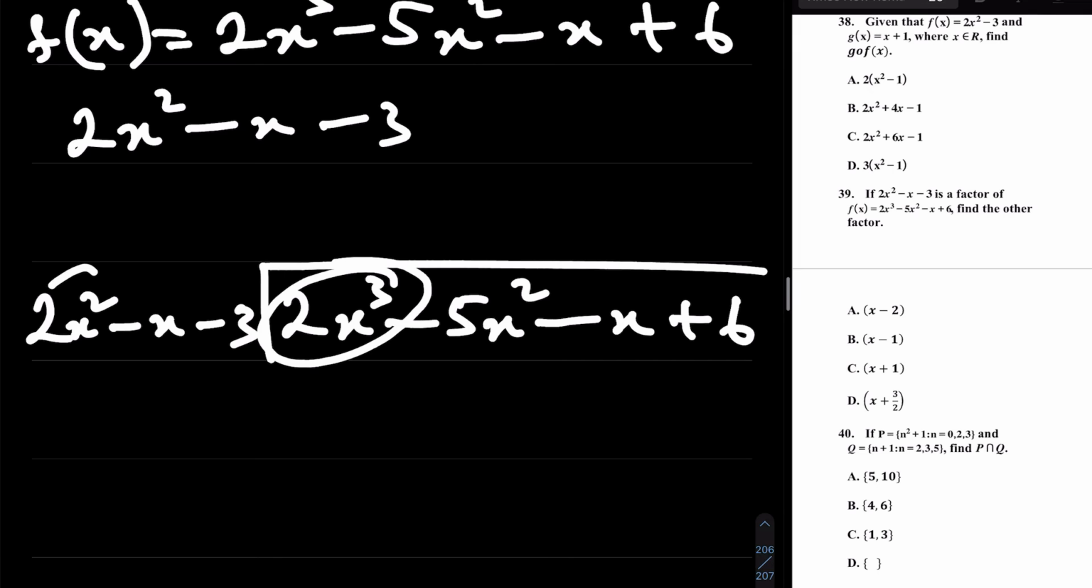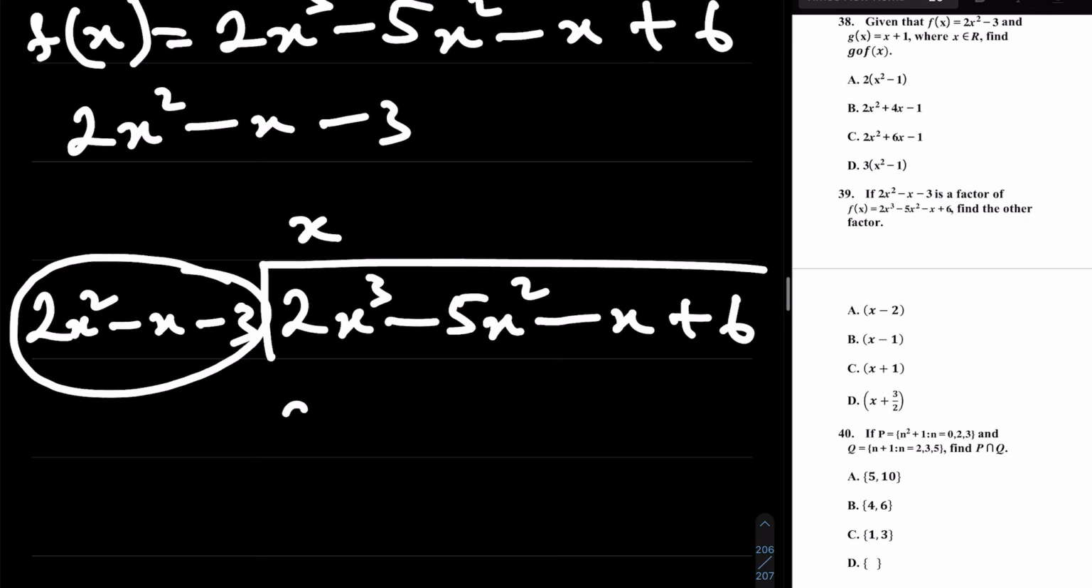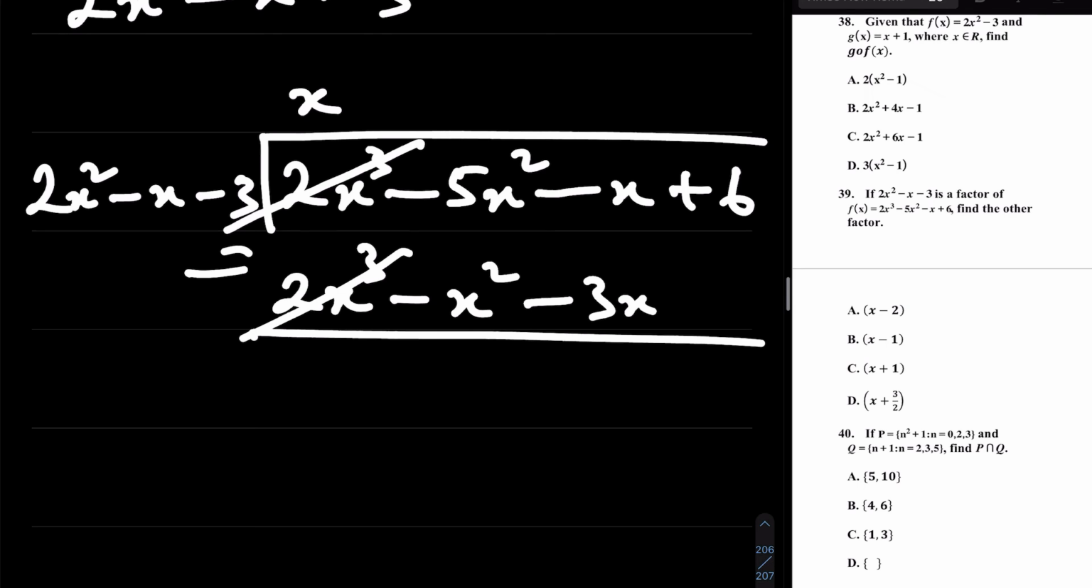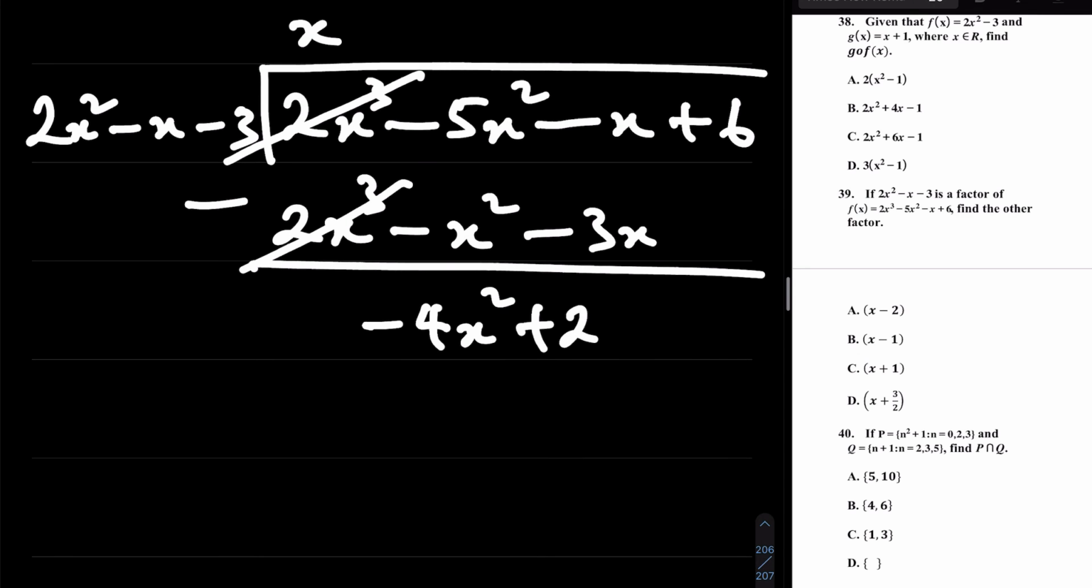Now 2x cubed divided by 2x squared is x. So I multiply the whole of this by x. And that means 2x cubed minus x squared minus 3x. We subtract now. 2x cubed minus 2x cubed is 0. Minus times minus is plus. So minus 5x minus x squared. Minus 5x squared minus x squared will mean minus 5x squared plus x squared, which will be minus 4x squared. Now, minus x minus 3x is the same as minus x plus 3x, and that's 2x.